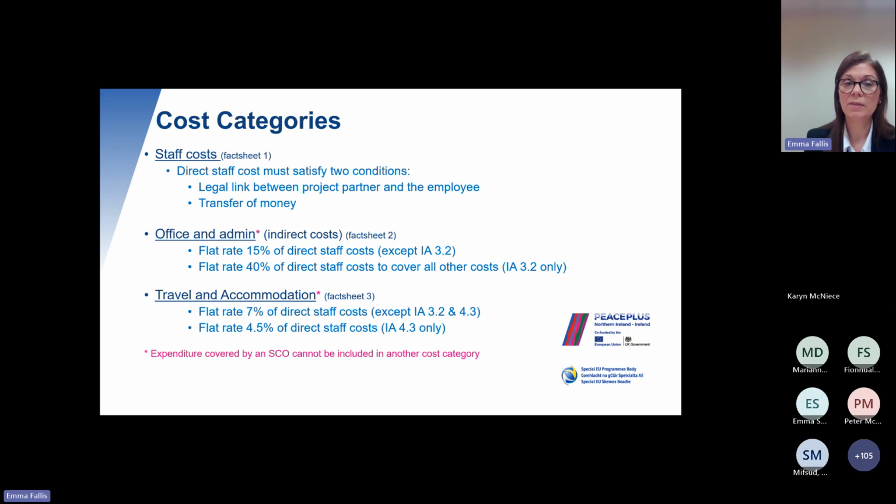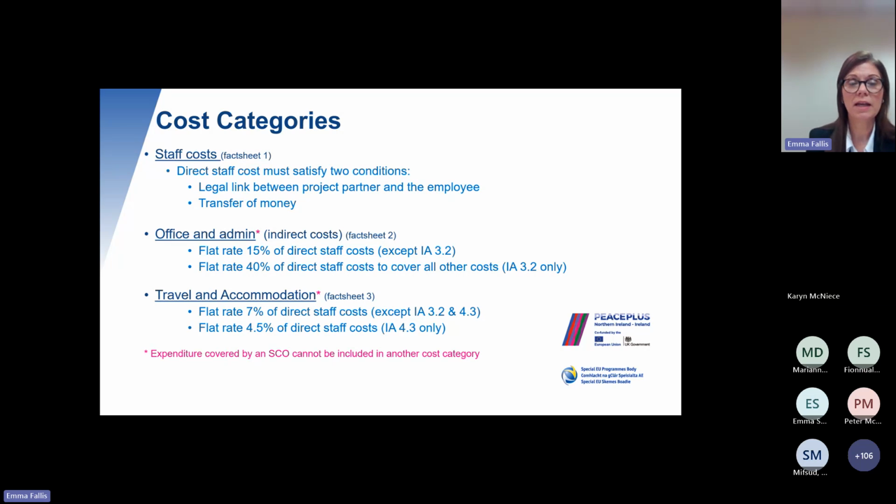Projects within investment area 3.2 have a 40% indirect flat rate, and that is to cover all their other cost categories. So projects that are under investment area 3.2 will only have a staff cost category and a flat rate of 40% to cover all their project implementation activities.